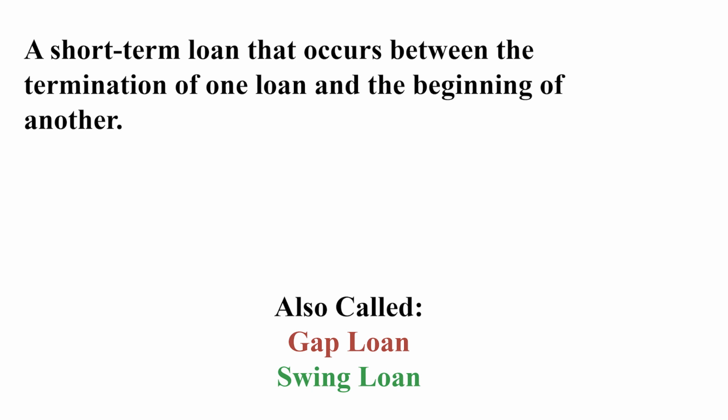An unexcused failure to perform according to the terms of a contract. Breach. A short-term loan that occurs between the termination of one loan and the beginning of another, also called gap loan or swing loan. Bridge loan.